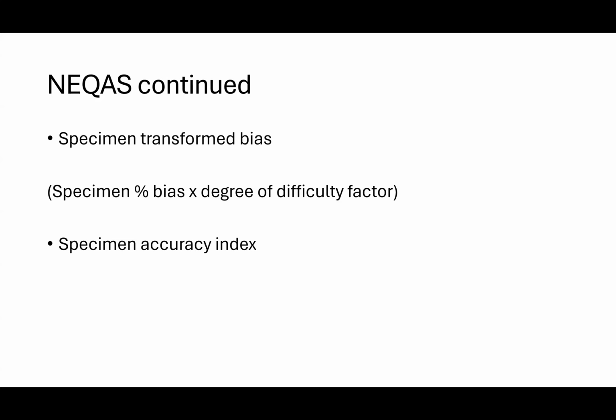And it's difficult to find much about how this degree of difficulty factor is worked out. But basically, it's assigned by NEQAS depending on the degree of difficulty of obtaining the target value. And then finally, they give you this specimen accuracy index, which is just the modulus of the specimen transformed bias. So it's always a positive value.